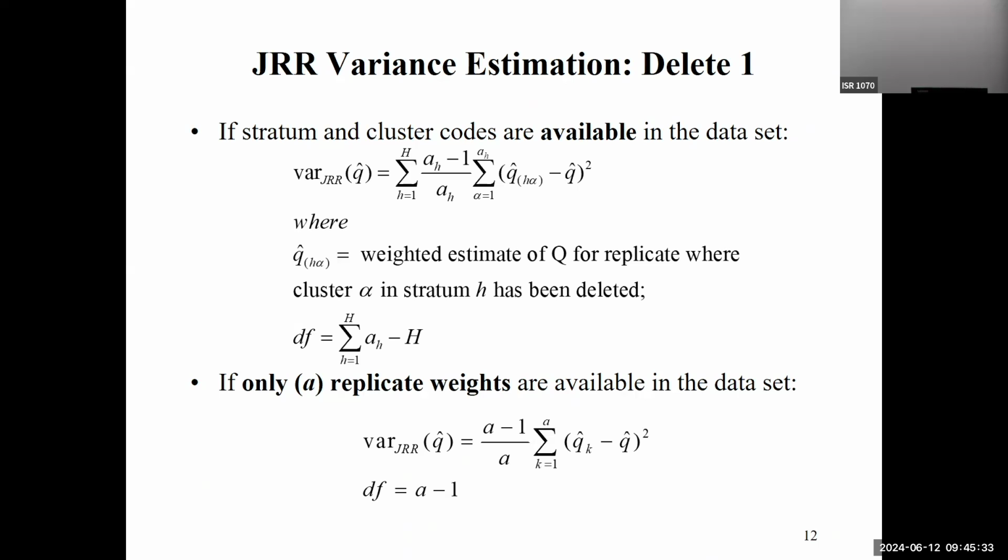So again, if you have the full sample estimate and the individual replicate estimates, this is the only formula you need. It makes the calculation pretty straightforward if only the replicate weights are available. And again, we're using the same degrees of freedom, given the information about the sample design.